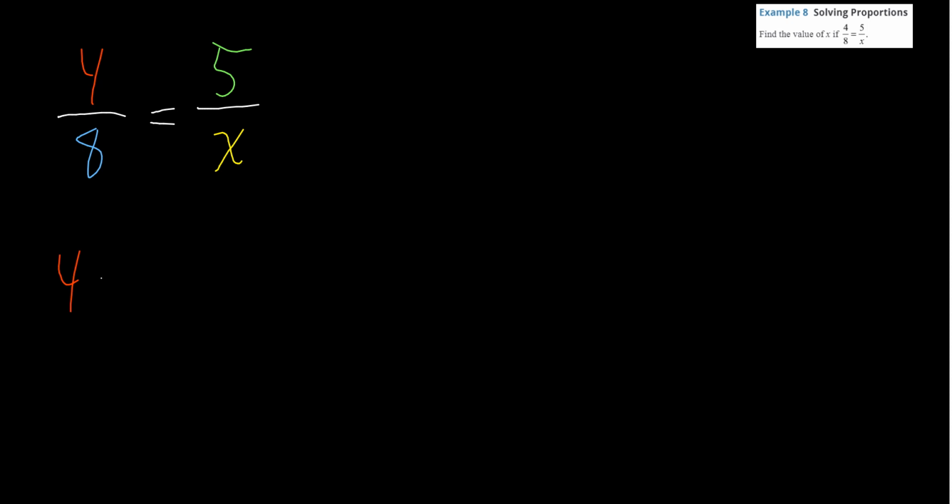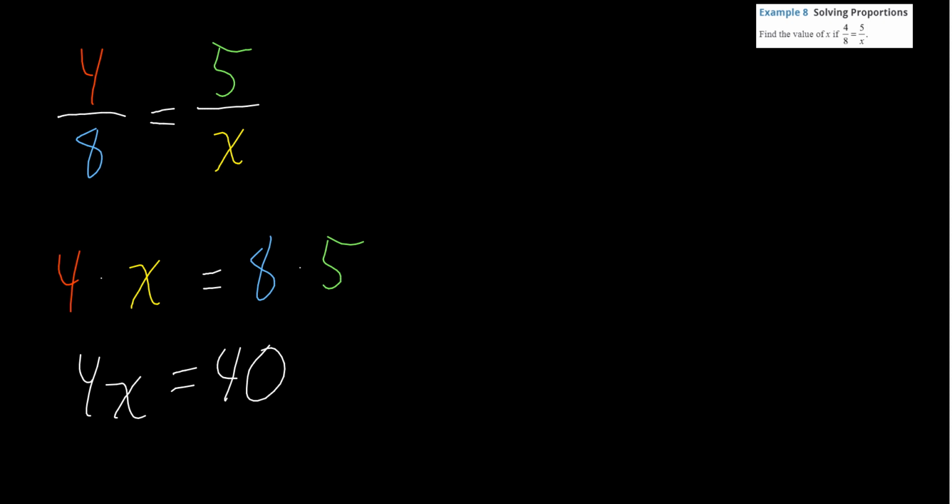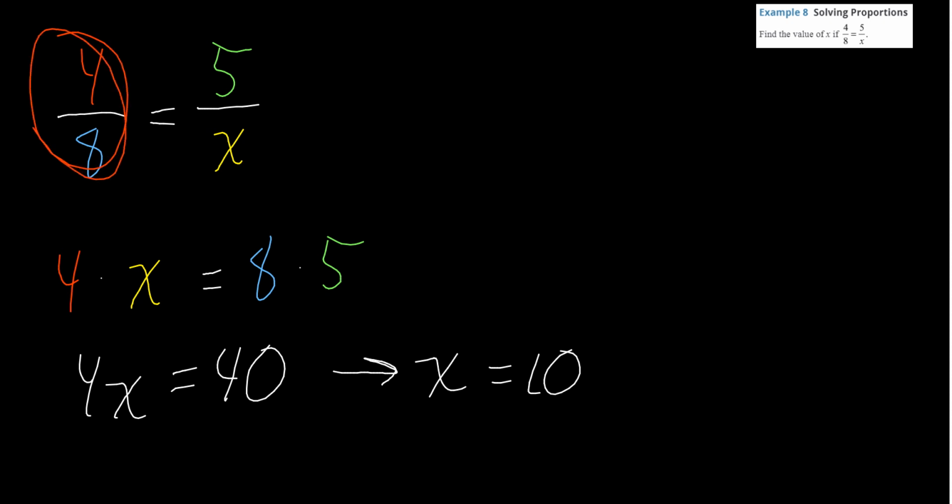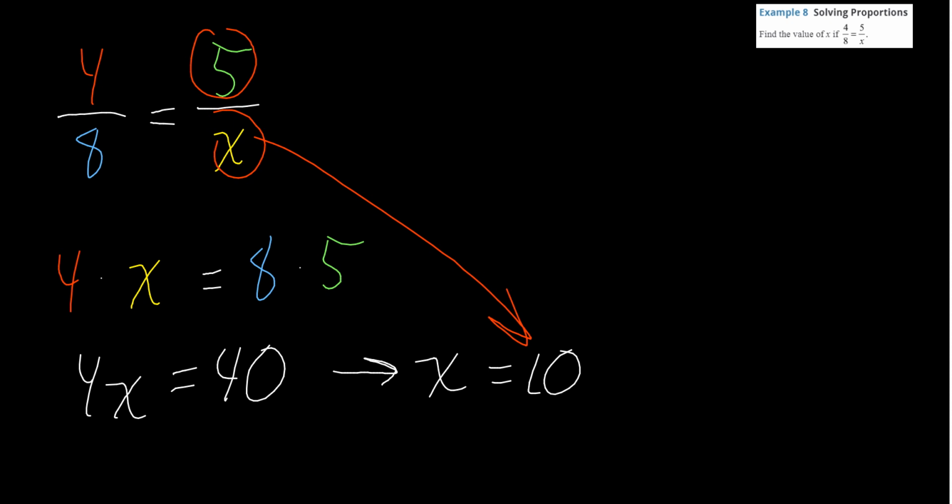In order to solve this, we say 4 times x, which is 4x, is equal to 8 times 5. So 4x is equal to 40. Then if we divide both sides by 4, we end up with x equal to 10. And of course that makes sense, because 4/8 is simply 1/2. 4 is half of 8, and 5 is indeed half of 10. So that's all we have to do to solve proportions: simply cross multiply and then solve for x.